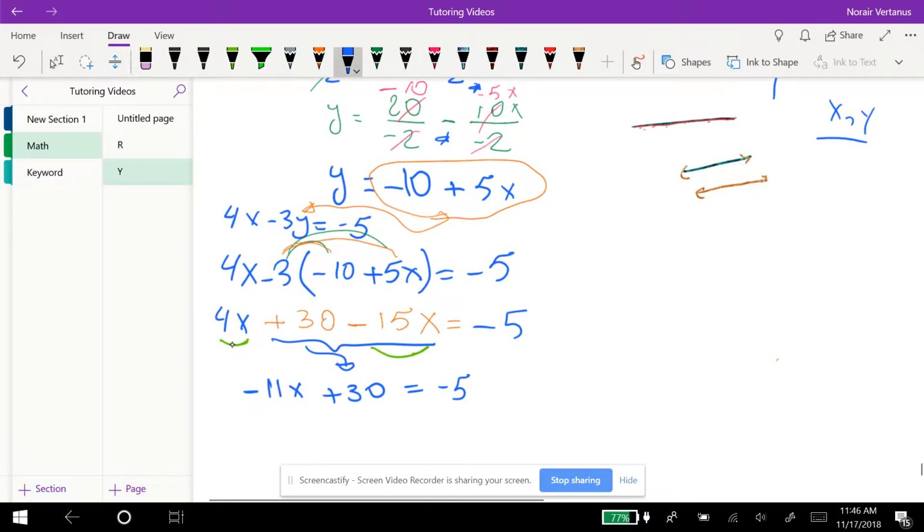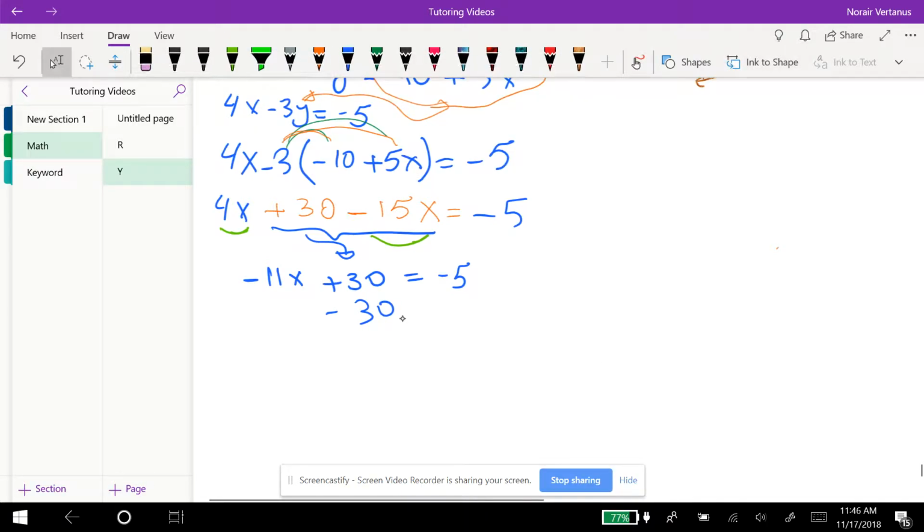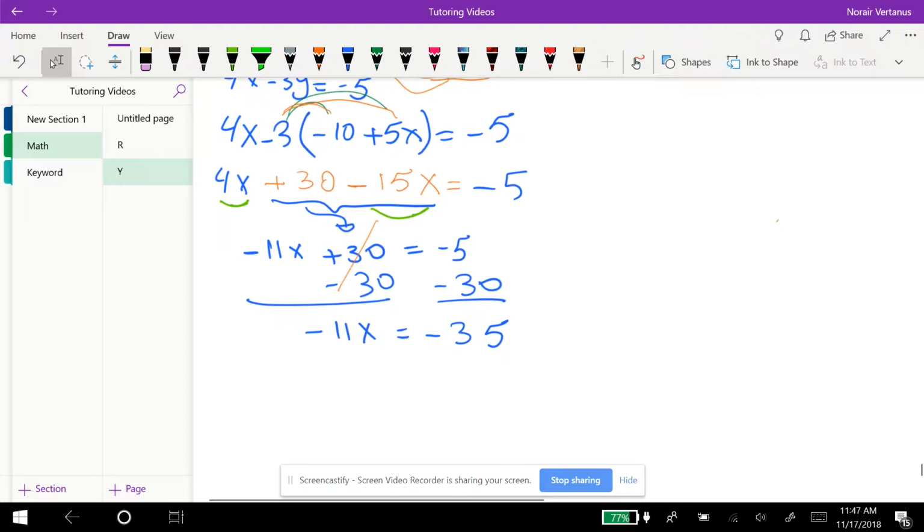So solve for x. To solve for x, I'm going to subtract 30 from both sides. So this cancels, right? Again, add the left sides together. And then I'm going to have negative 11x equal to what? -5 minus 30 is going to be -35. Right? By now dividing by -11 on both sides to get x. So x is equal to negative divided by negative is positive, so it's going to be 35 over 11.